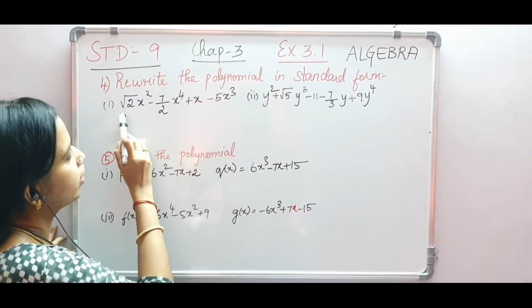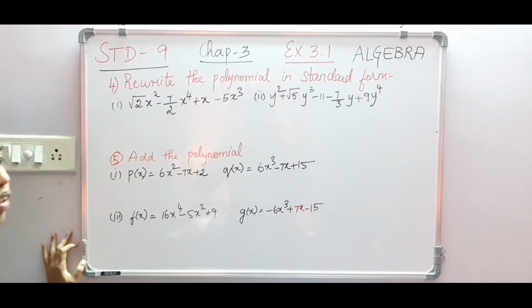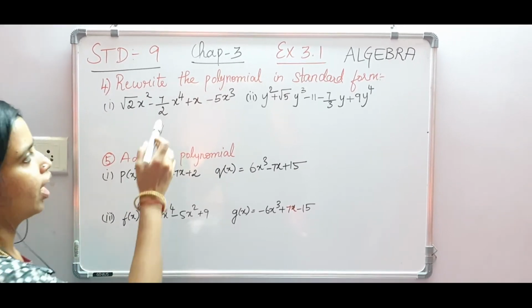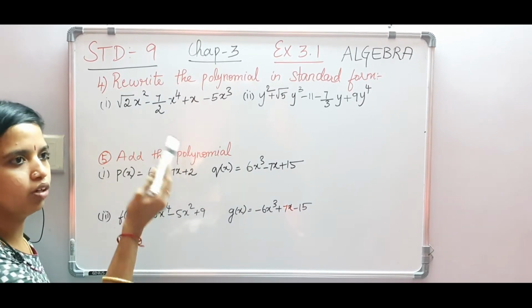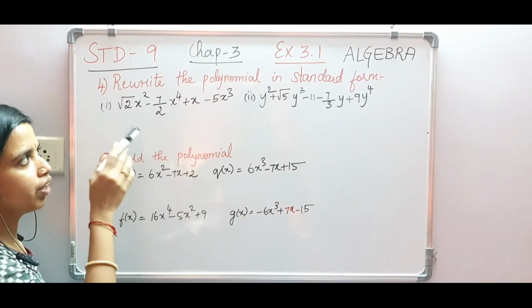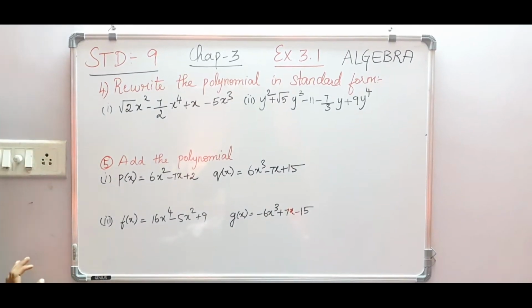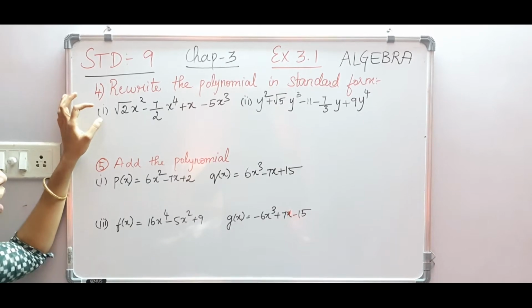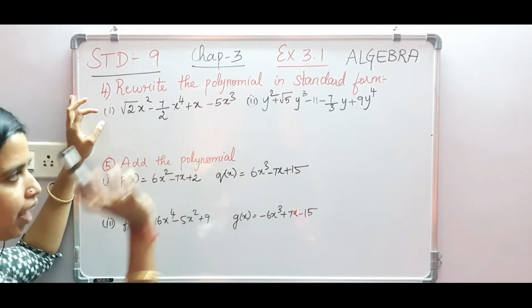See, here we are having one polynomial. What type of polynomial is this? According to degree, what type of polynomial is it? Its highest degree is 4, so it is a polynomial of degree 4. Suppose if you are having 3 as your highest, then we can say that it's a cubic polynomial. Now we are going to write this polynomial in standard form.